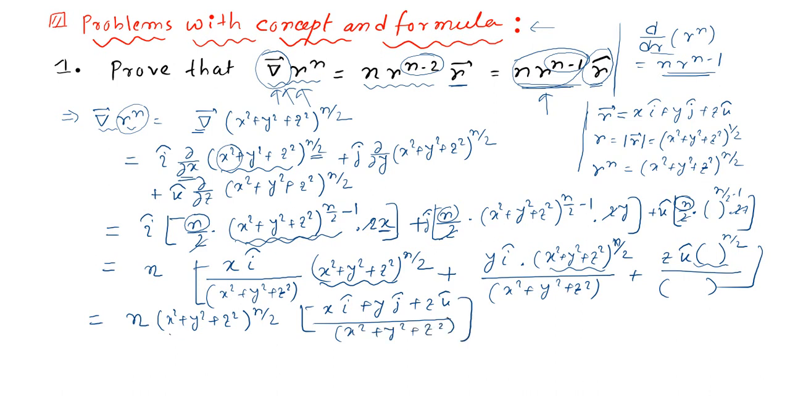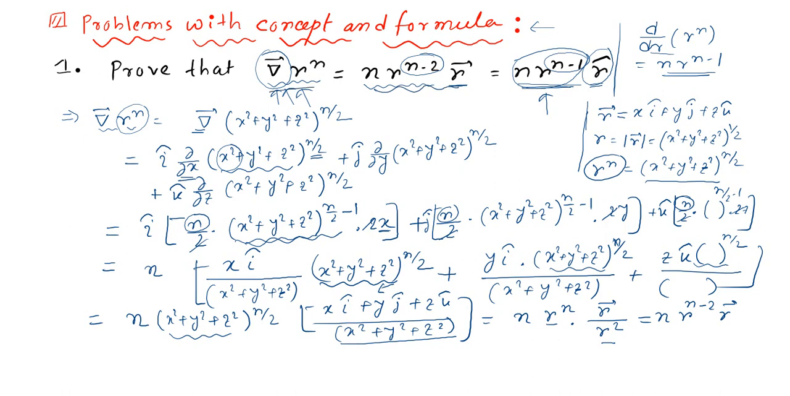Now look, x square plus y square plus z square whole to the power n by 2, what is this? This is nothing but r to the power n, so we can write n r to the power n, into the numerator r vector, and in the denominator it is nothing but r square. So it is r to the power n over r square. So can we write it is n r to the power n minus 2 r vector? So the first proof we have done.